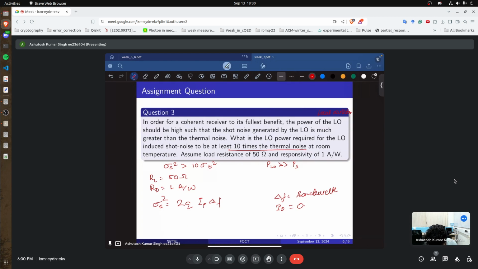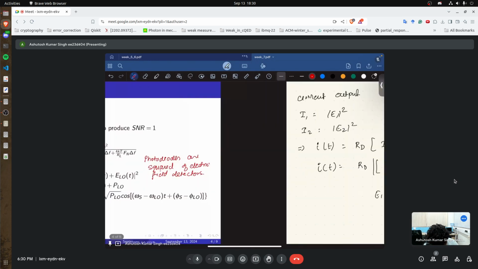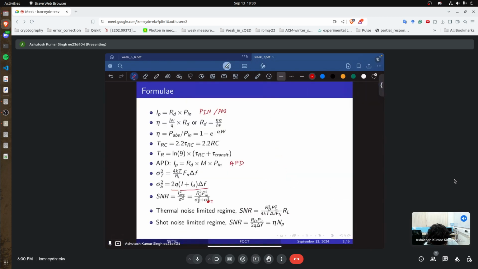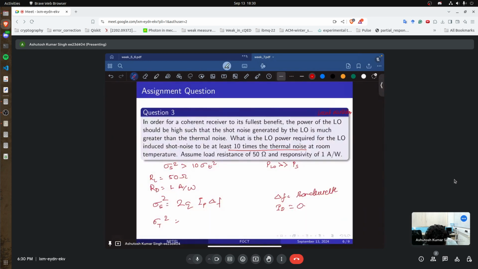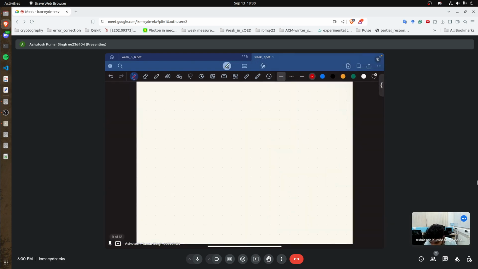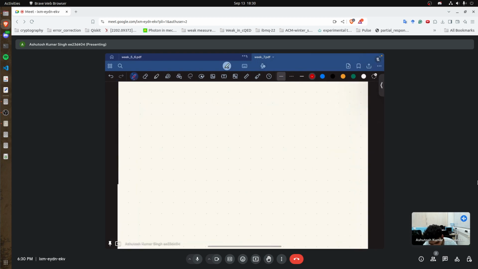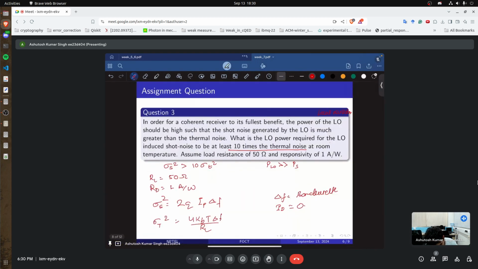Let us look at the thermal noise. So let's write the formula for thermal noise. You can go back and see, the formula is 4 kB T Fn del f by RL. So the formula for current variance is 4 kB T del f by RL. In this case, because this is a normal photodiode, the Fn will be 1. Now, if you look at the question again, we want the LO shot noise to be at least 10 times the thermal noise at room temperature.